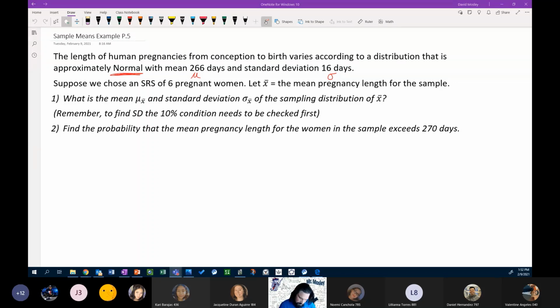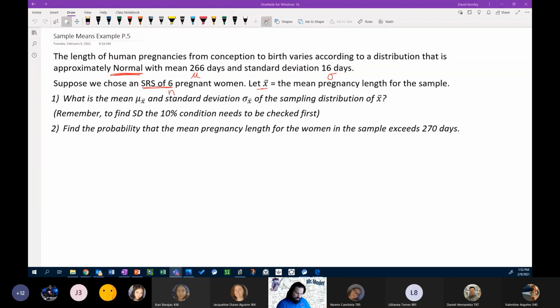Right? The 6 is n, that's our sample size. And then we have our random variable, or not a random variable, our x bar, which will represent the sample mean. Now we can do some calculations.